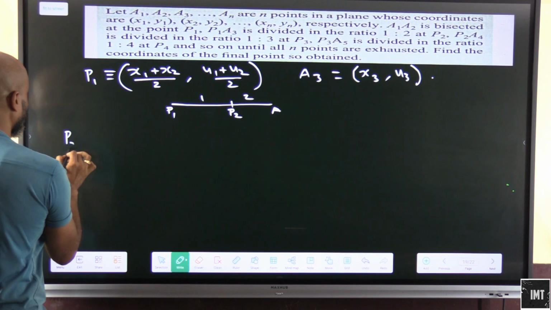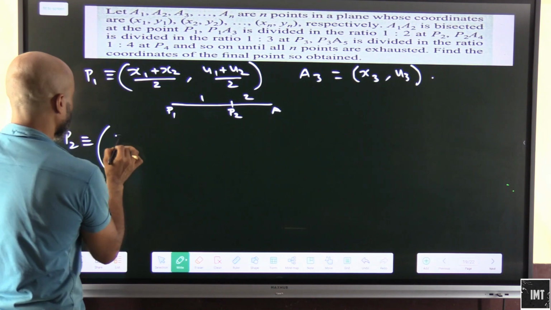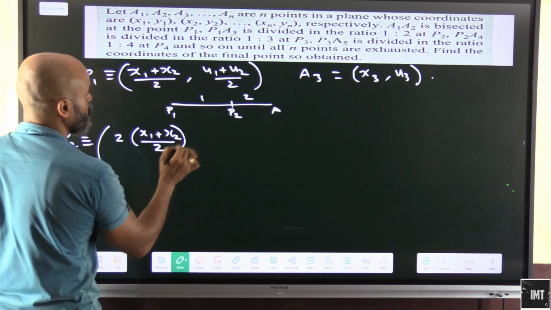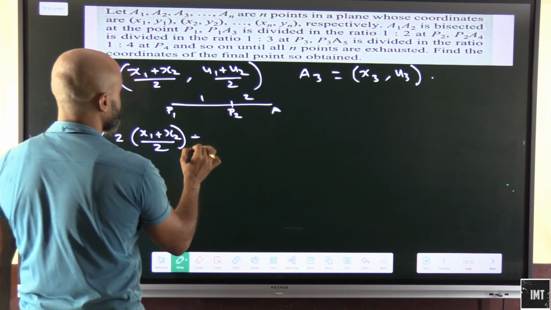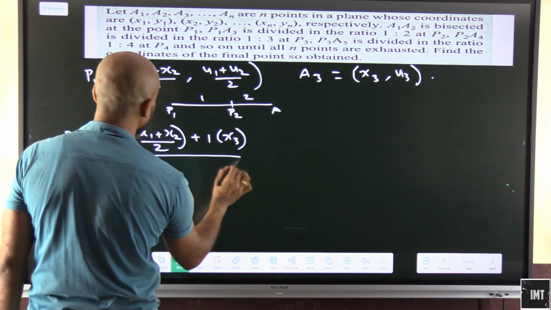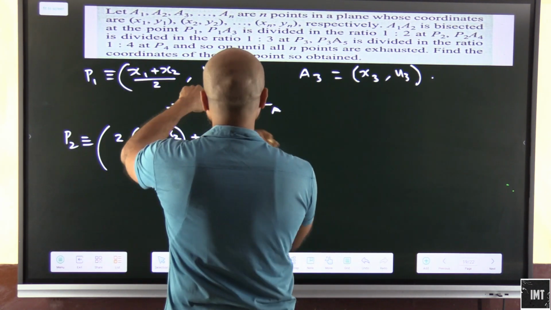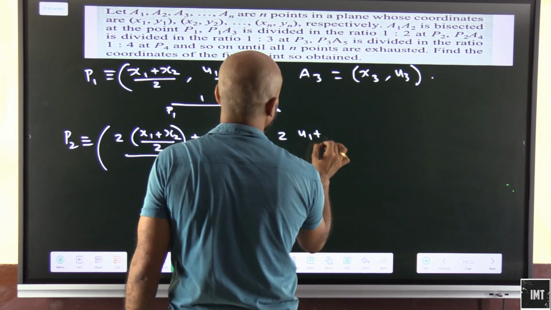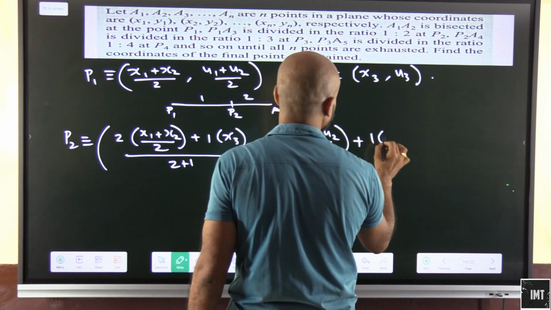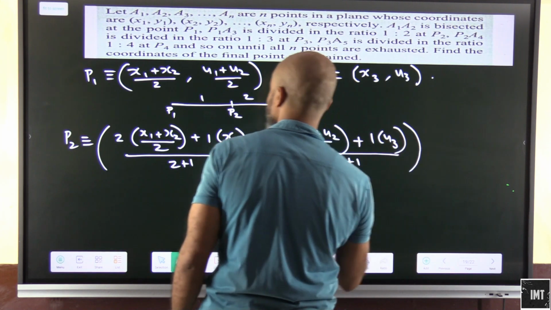So what will be the coordinates of p2? p2 will have coordinates how much? This is 2 into (x1 plus x2 upon 2) plus 1 into (x3) upon 2 plus 1, and this will be how much? 2 into (y1 plus y2 upon 2) plus 1 into y3 upon 2 plus 1. So this is going to give you how much?